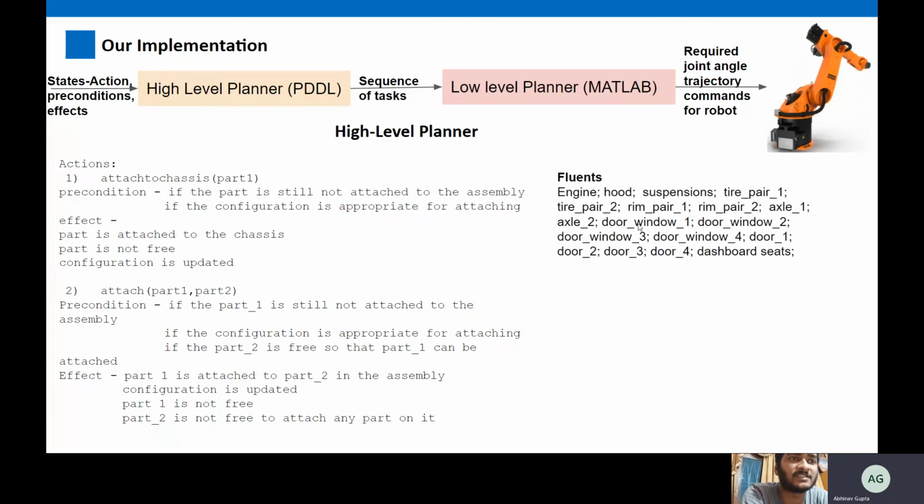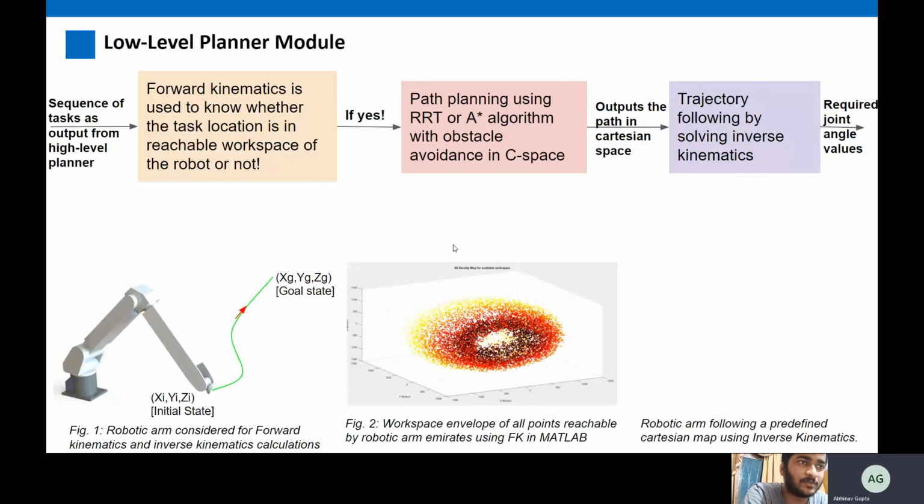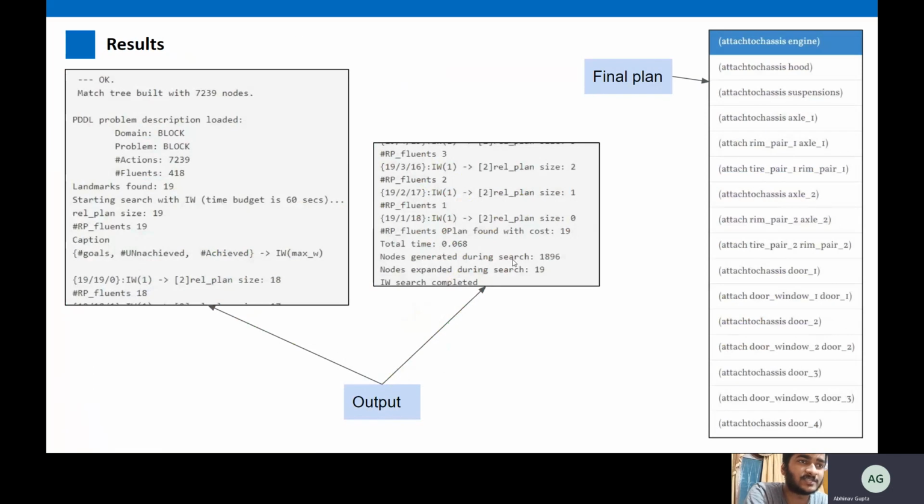We have considered several objects such as engine, hood, suspension, tire pair 1, tire pair 2, all of these while designing the car assembly, although this is much less complex than the practical system. Now, our planning algorithm's goal is to take the initial state to a final goal state following all these constraints. So these are the results we got when we ran our code in PDDL. As you can see, the total computational time is 0.068 seconds, nodes expanded are 90, and nodes generated during search are 1896. This is the final plan. These are the different tasks which have to be done sequentially in order to do the complete assembly.